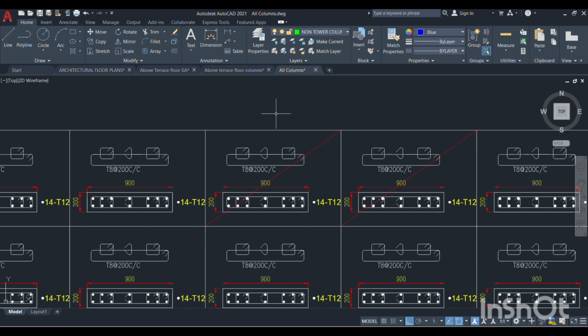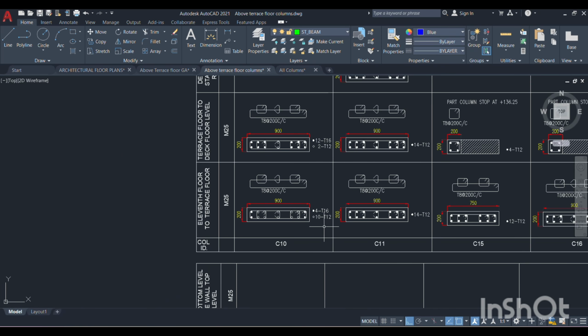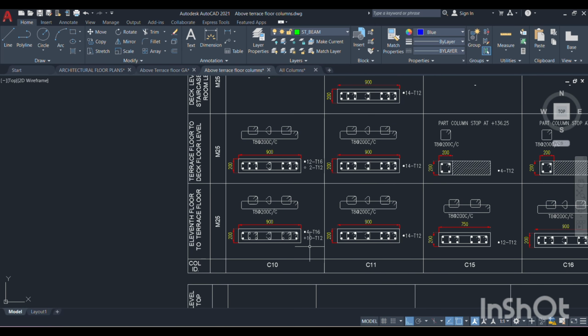Here 14 number of 12 is there. Out of 14 number of 12, 10 number of 12 is continuous, and 4 number of 12 is additional rod at the 11th floor level, and this 4 number of 16 is going up to deck slab level. From terrace floor onwards again 4 number of 12 plus 4 number of 12, 8 number of 12, is changing into 8 number of 16. Only 2 number of 12 at the center of this rod is going up to deck level.